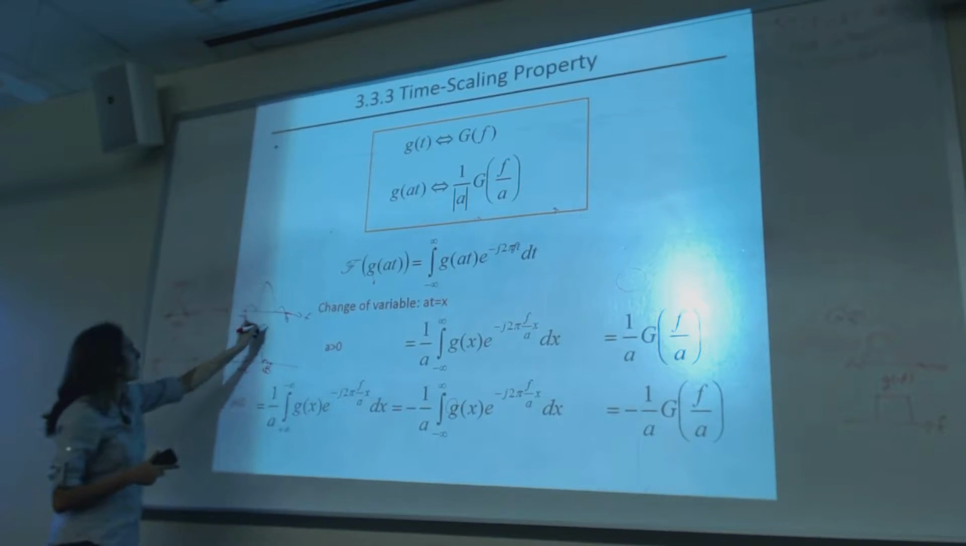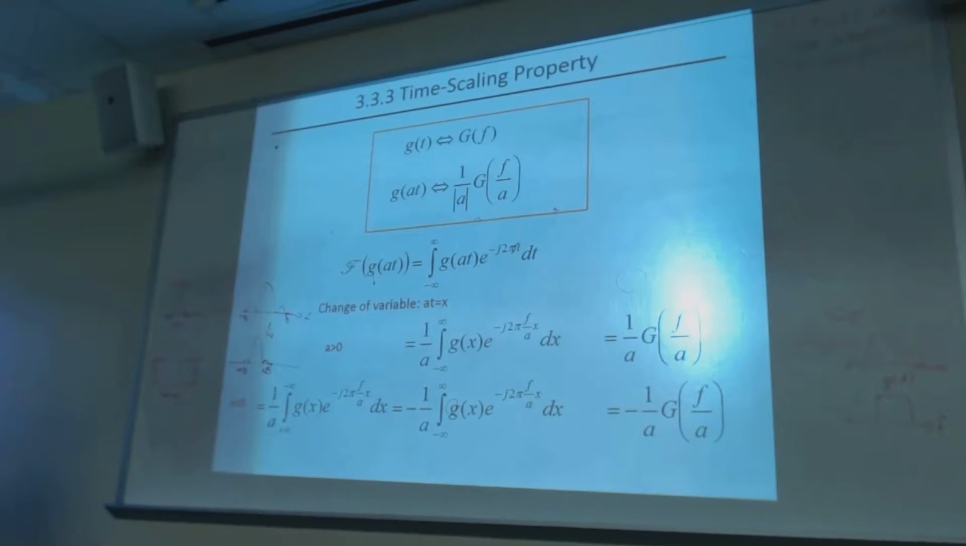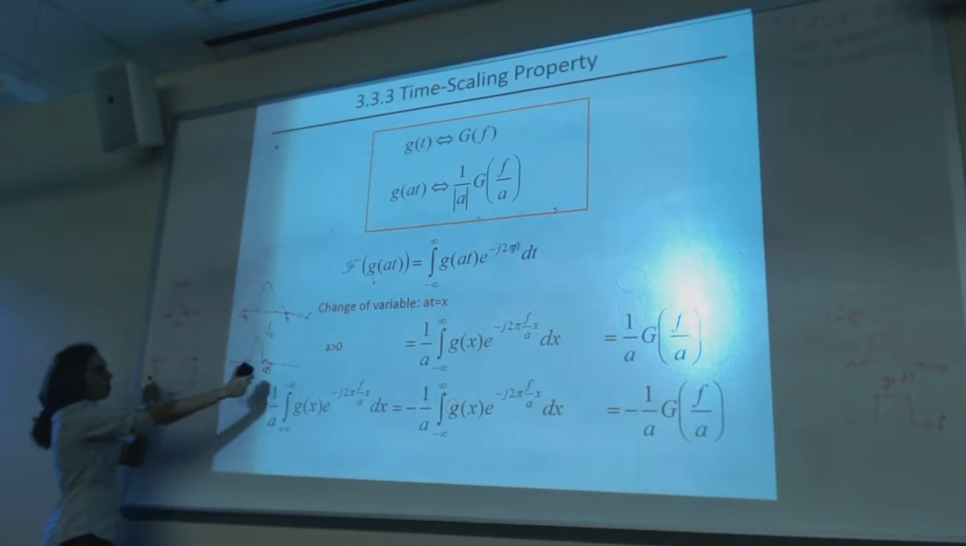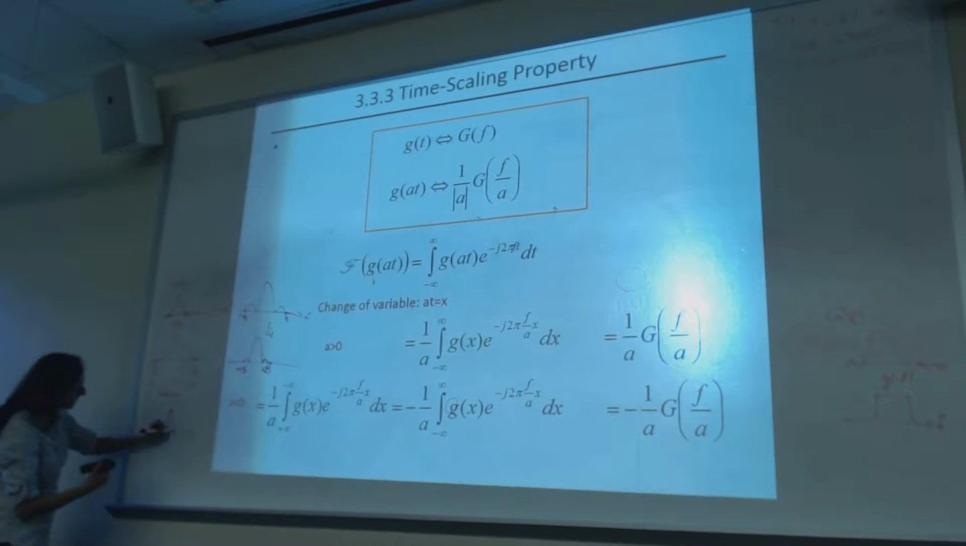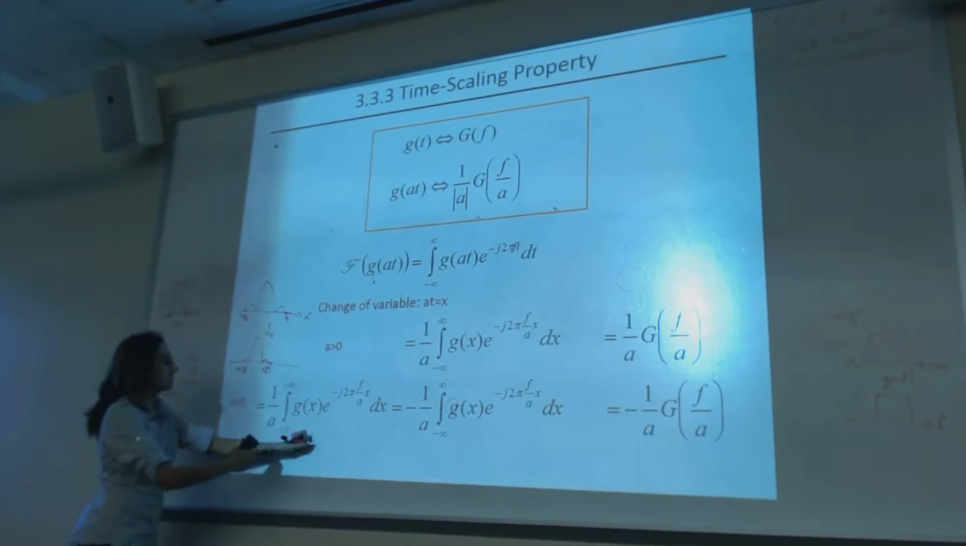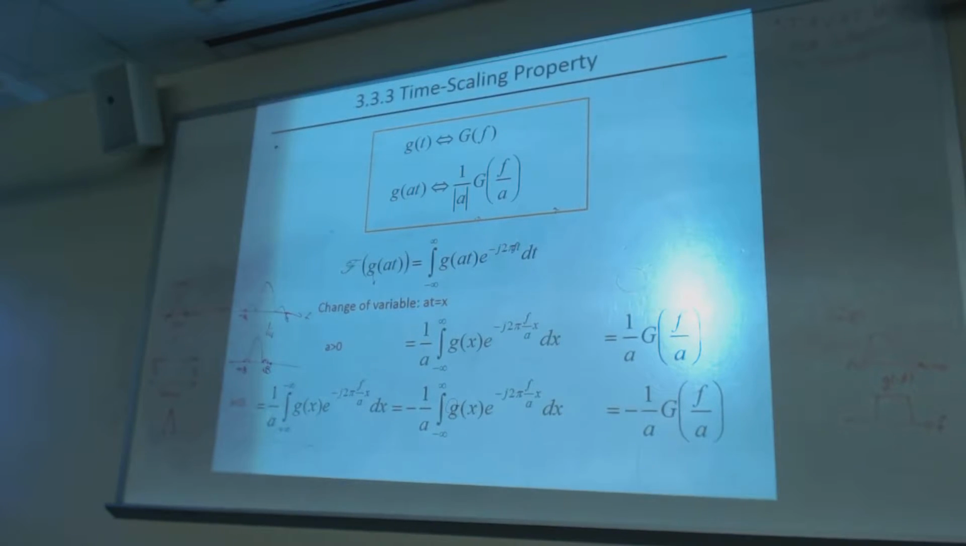And then a scale by 1 over a. So what it says is, if you stretch your signal in time, you are compressing in the frequency domain, and vice versa. If you compress here, you are going to stretch it. See, one of them is multiplied by a, the other one is divided by a. Okay, so let's first prove it and then we're going to see this.